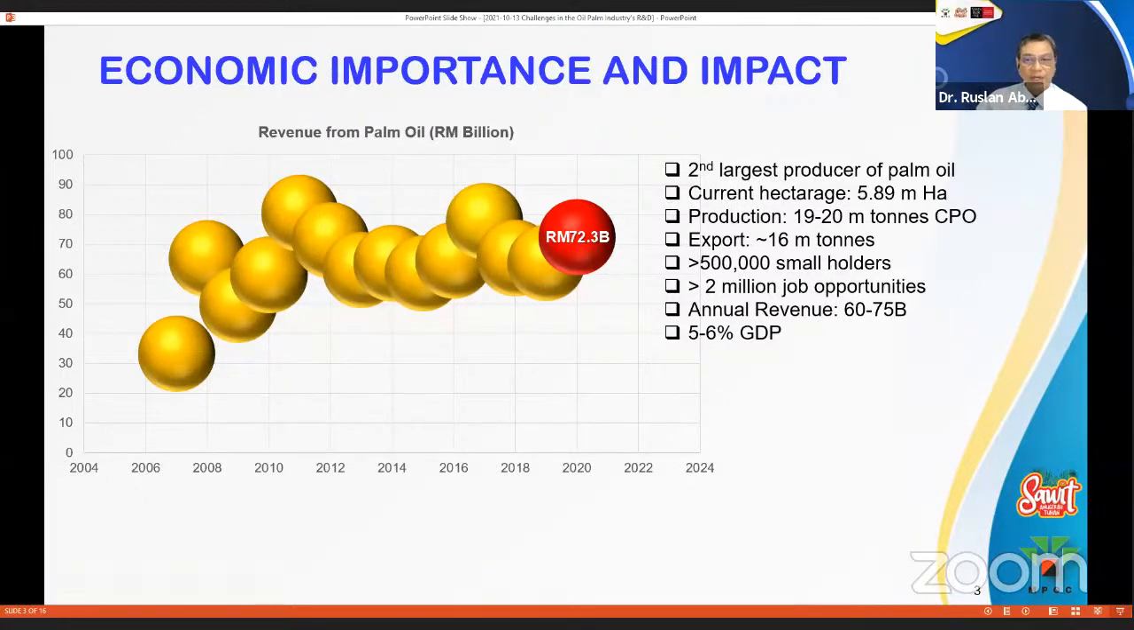It involves more than 500,000 smallholders, and it provides more than 2 million job opportunities. It contributes about 60 to 75 billion ringgit in terms of revenue, which contributes about 5 to 6% of our national GDP.